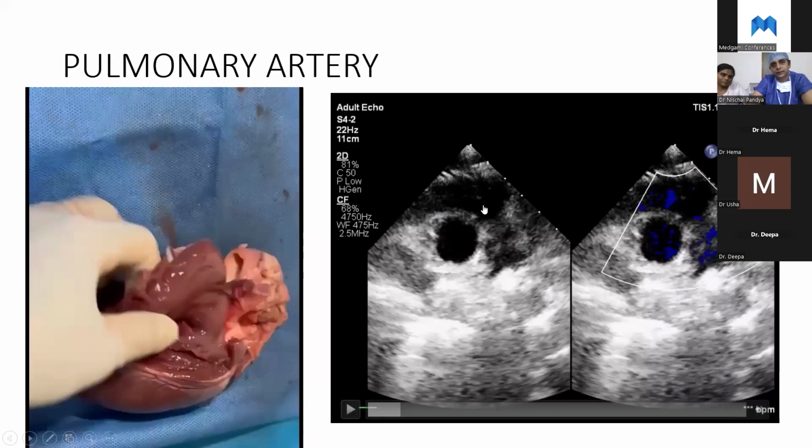And yes, very important for us because we want to know how far this is, especially if it's not a valve sparing TOF, it's going to be a TAP and things like that. Then decision making depends on that.